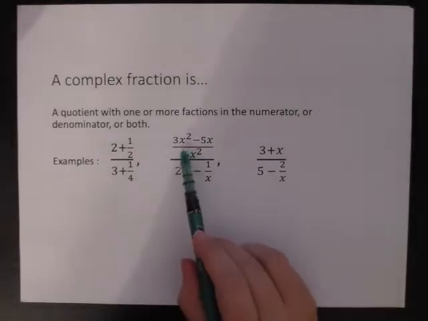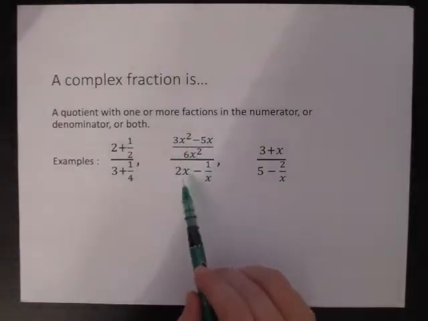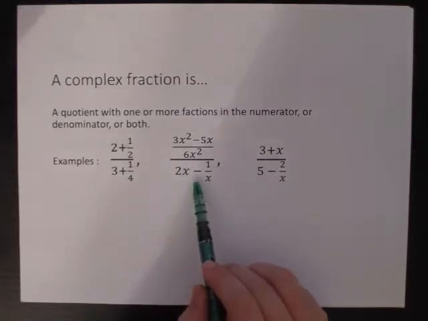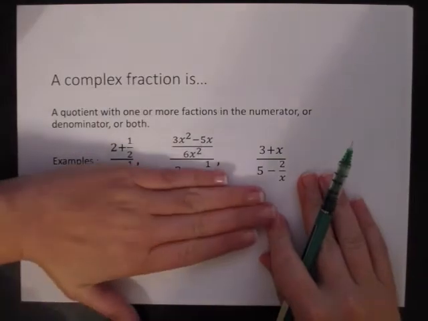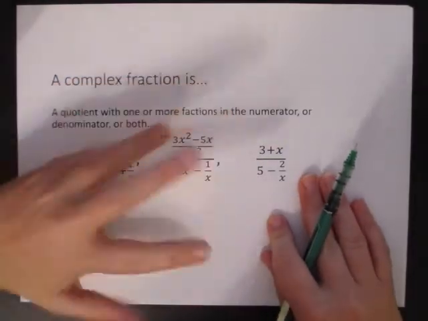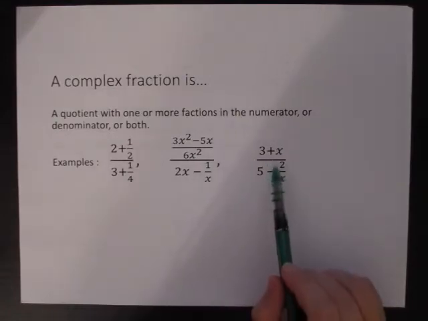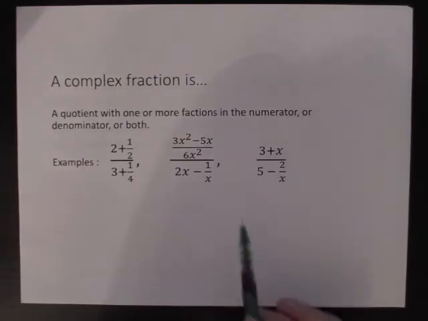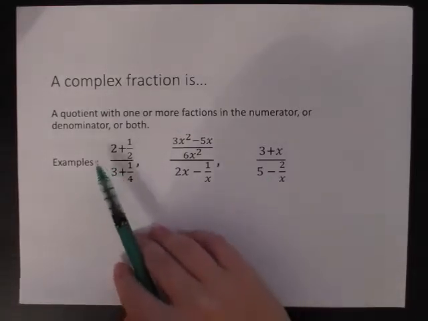Or we can have a rational expression, like 3x squared minus 5x over 6x squared over 2x minus 1 over x. Individually that would be one problem, here would be my other problem, and then together we would divide. Or we could have 3 plus x over 5 minus 2 over x. The reason these are rational expressions is because they contain a variable.